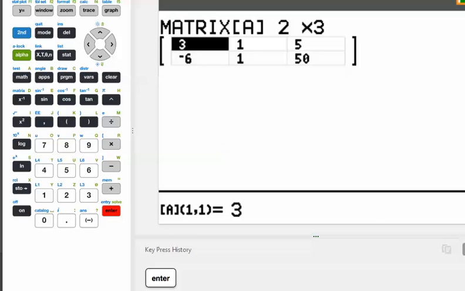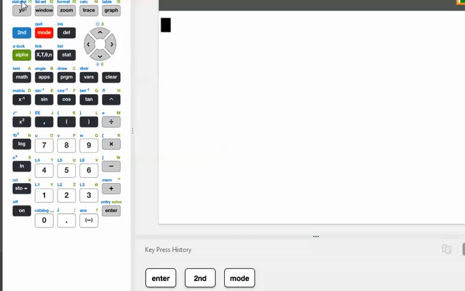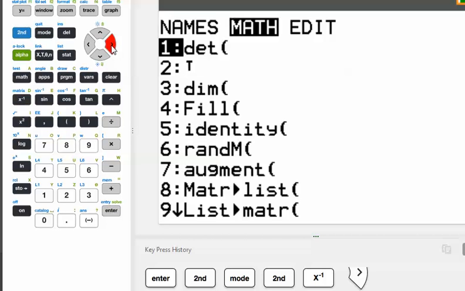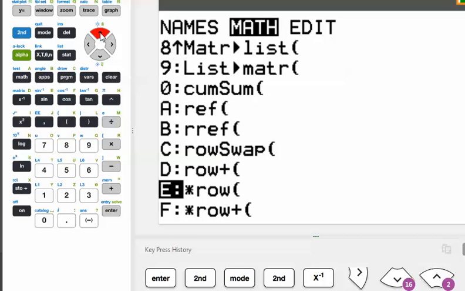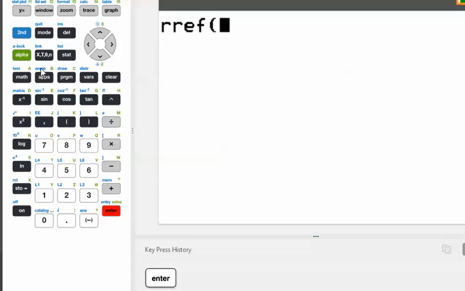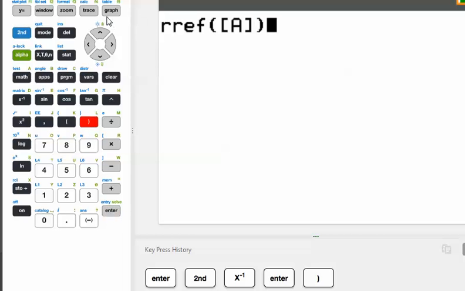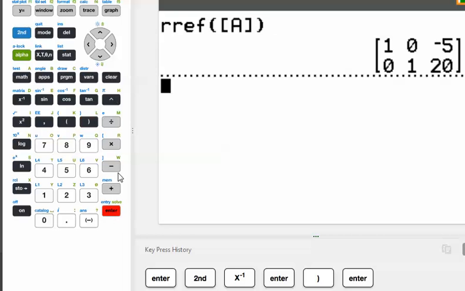Oh goodness, I just sneezed. Okay, so we're going to go second quit. In other words, we have to clear the screen. Now we're going to go to second matrix, and we're going to go to math, and we're going to go to reduced echelon form, which is going to be that letter B, I believe. There it is. Whoops, went too far. Come back here. Okay, press enter. Now we have to go back into matrix to grab matrix A, enter, close the parentheses, and press enter.